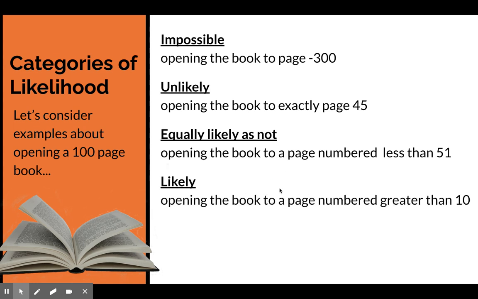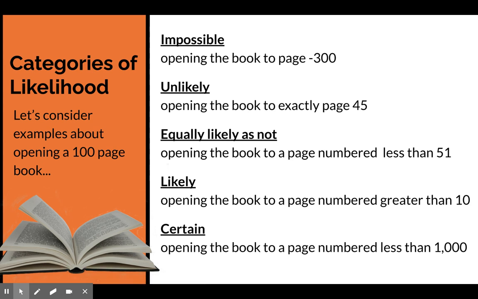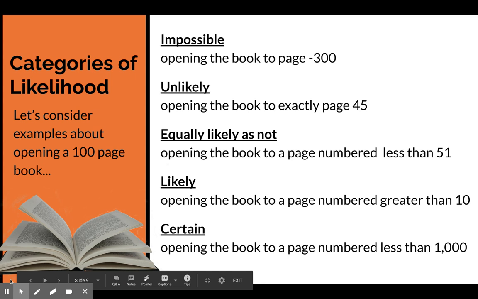When it says opening the book to a page number greater than 10, that is likely because that gives you 90 options for pages. So that is something that would be likely to happen. And last but not least, something that is certain would be considered opening the book to a page numbered less than 1,000. And that is certain because all of the pages are numbered less than 1,000. So we will pause the video here once again so that you can copy down these different categories of likelihood.